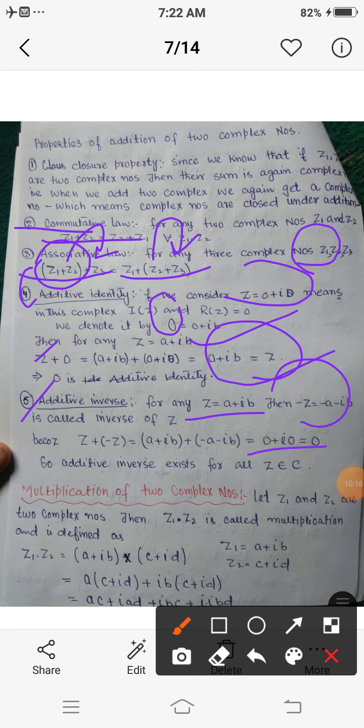So inshallah, in tomorrow's lecture we will discuss the multiplication of two complex numbers and the properties of the multiplication of two complex numbers.